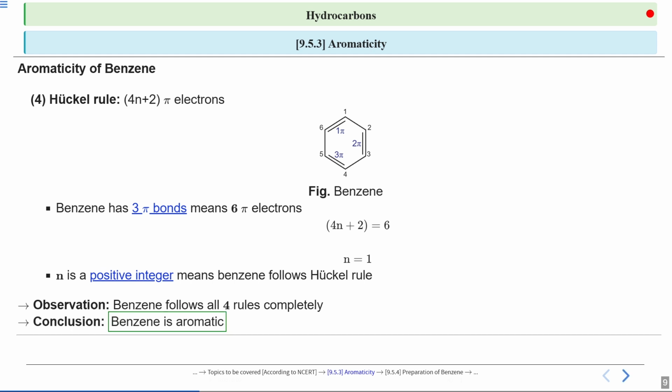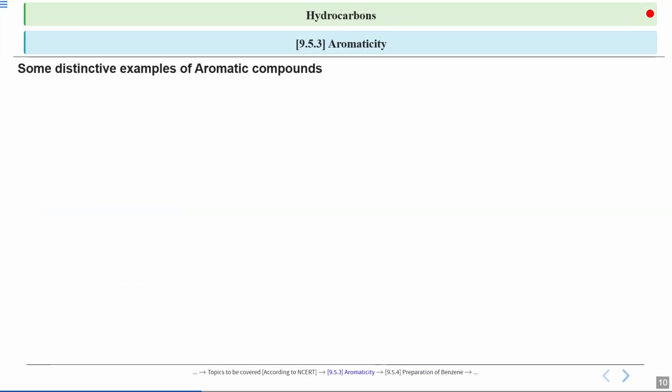So, benzene is aromatic in nature. Now, we will look at some distinctive examples of aromatic compounds. Starting with the first example, a compound that contains a carbanion. A carbanion is simply a carbon atom with a negative charge, which makes it highly reactive in most cases.